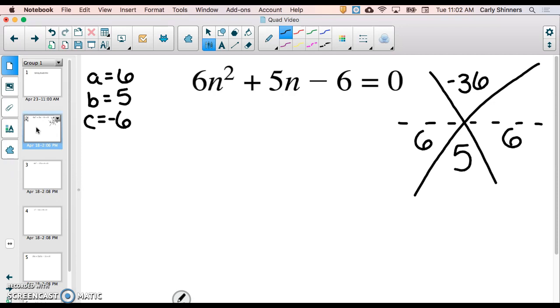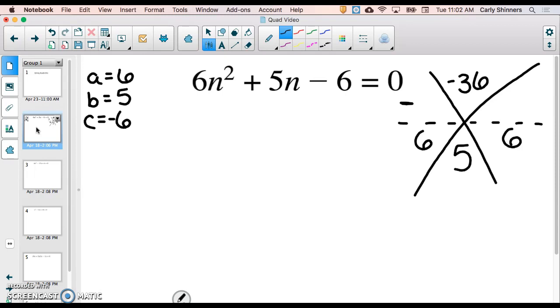So I'm asking myself, what multiplies to a negative 36 but adds to a 5? So because I'm multiplying to a negative number, one of my factors has to be negative. Right? If the product is negative, one of the factors is negative. So I'm going to remind myself with a little negative sign there. And I want it to add to a positive. So that means the bigger number is going to be positive. So I'll have one positive, one negative answer here.